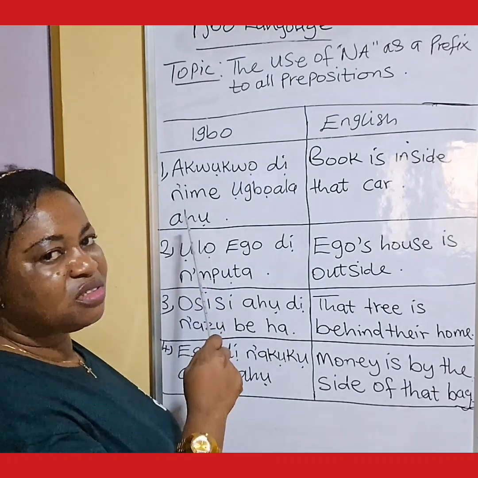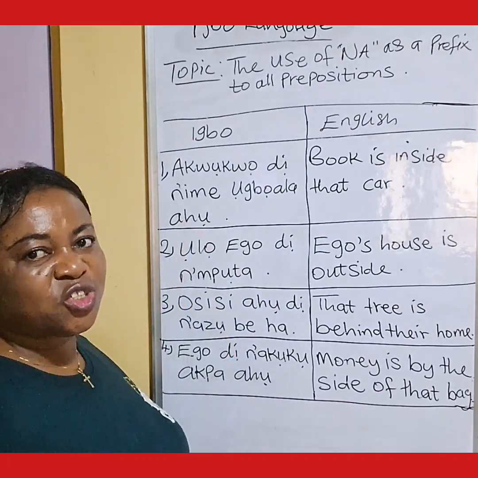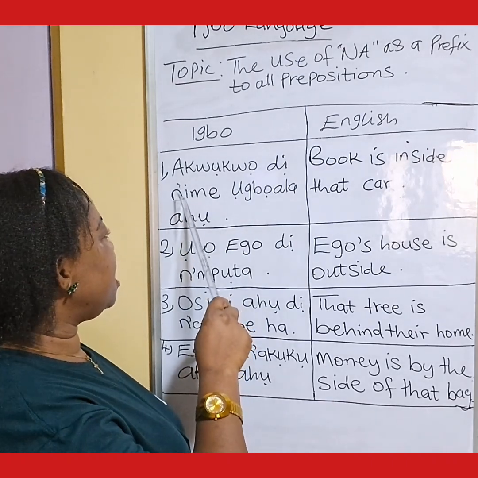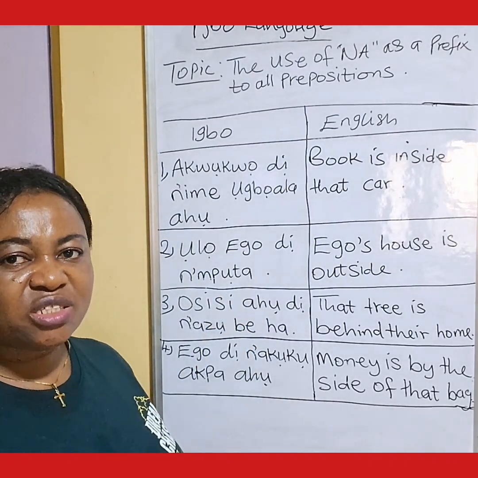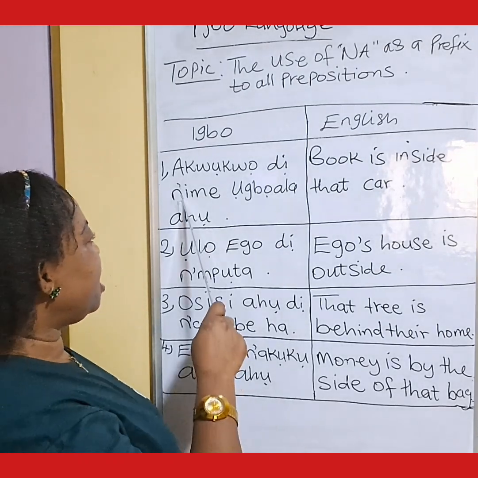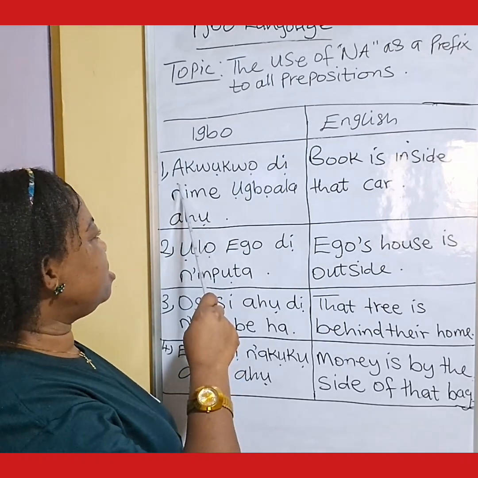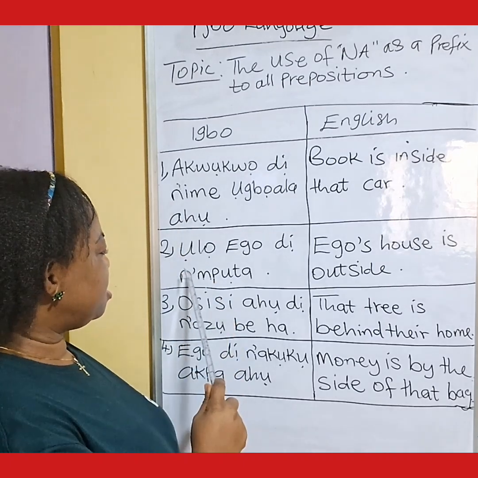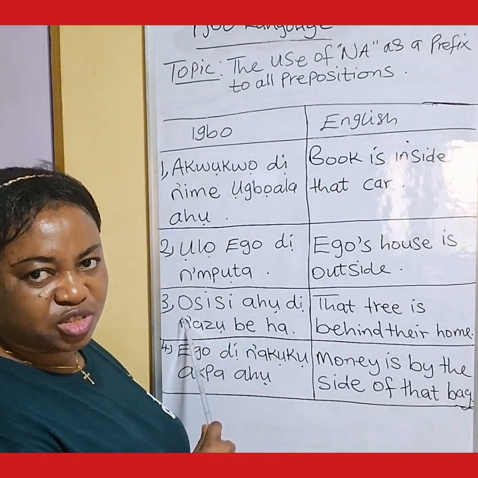We remove a because a and i are vowel letters and they cannot stay together. Vowel letters cannot stay together. That is why we remove a and put an apostrophe. When you see any word in Igbo written like this, you know that na is working as a preposition.